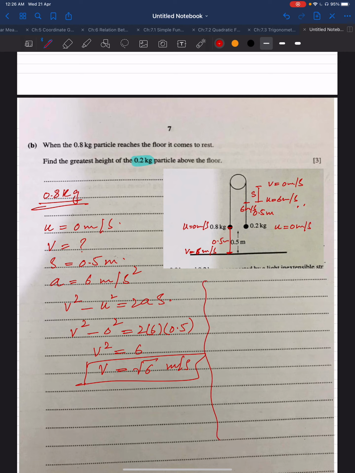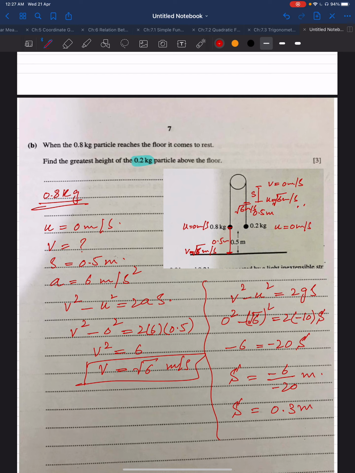So v square minus u square is equal to 2gs. V square is 0, minus u square, which is the square root of 6 whole square, is equal to 2 into minus 10, because it's going upwards, and s is the distance we have to find. So minus 6 is equal to minus 20 s. So s is equal to minus 6 over minus 20 meters, so s will be 0.3 meter.